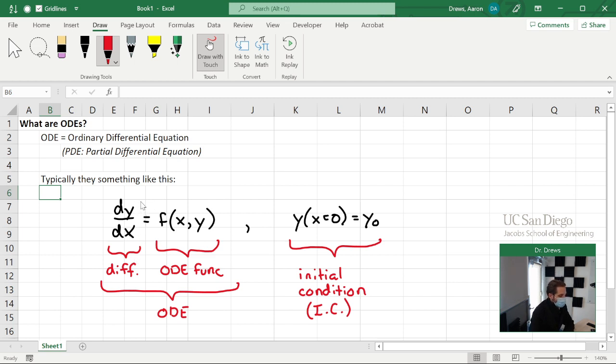The variable on top of the differential, so in this case y, this is your dependent variable. And the one on the bottom, the x, let me see if I can draw that inside of there, just the x, this is your independent variable.